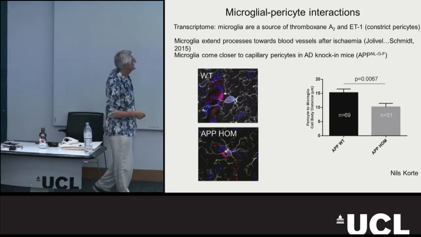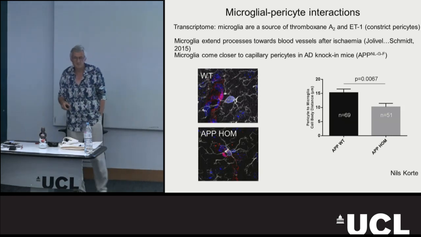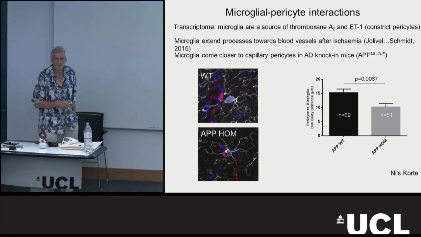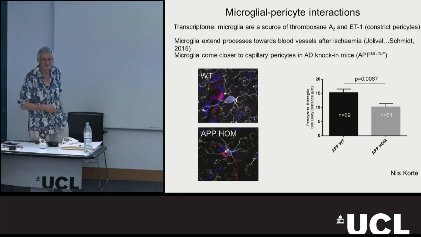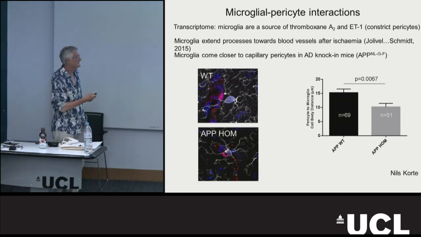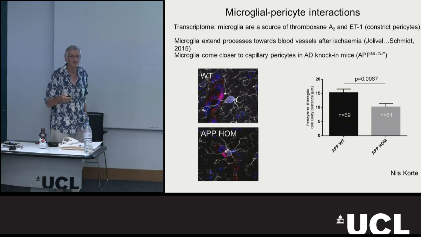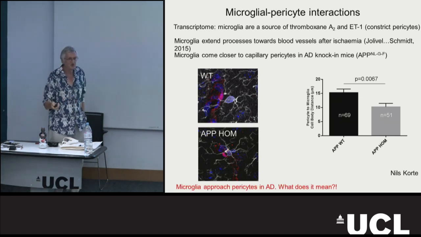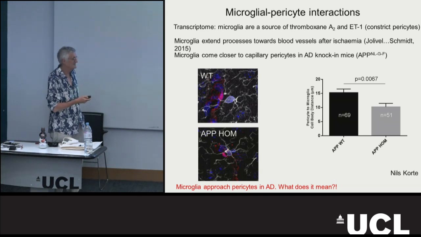Yeah, that's a good question, isn't it? Normally we do all of this at P120. I could look it up and tell you later. It doesn't matter for what follows, actually. So they do get closer to pericytes, and they may be having an influence on what the pericytes do, which, as I'm going to show you, is profound in Alzheimer's disease. Do you have a question?